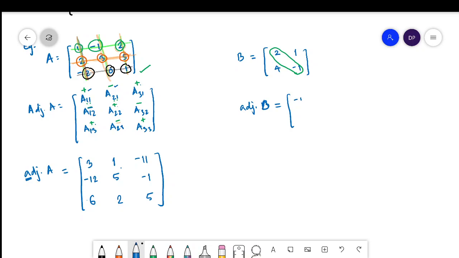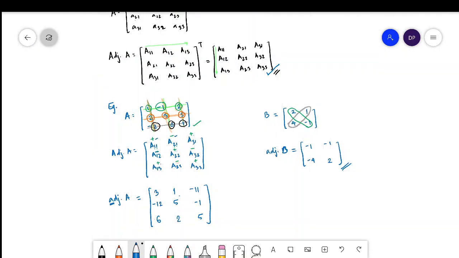So here, negative 1, then 2, and simply change the signs of the other diagonal. So this will become negative 4, and this will become negative 1. That's it for a 2 by 2 matrix. Hope it is clear. This works only for a 2 by 2 matrix. Hope everything is clear here.